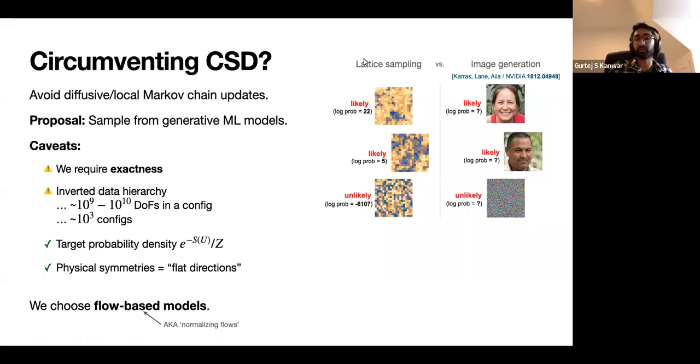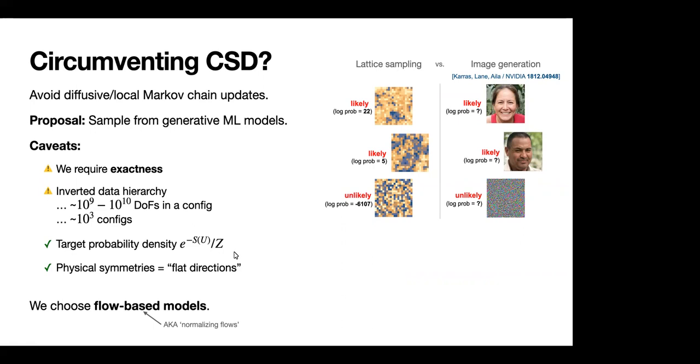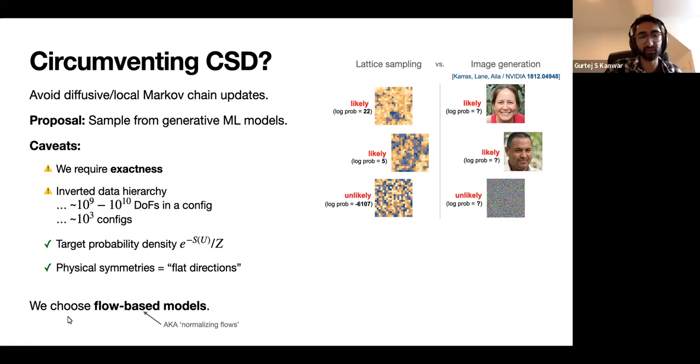But of course, there are also advantages to working in the physical regime, namely that the target probability density is known. Unlike in the case of facial generation, where you couldn't write down a probability density as a function of the pixels, since it's an empirical distribution, in the lattice case it's an analytic distribution. And finally, we also know something about symmetries, which tells us about directions in which we can modify the configuration and should get something with equal likelihood. We can gain a lot of efficiency by baking that directly into the models that produce these samples. So based on these caveats, we choose what are known as flow-based models.